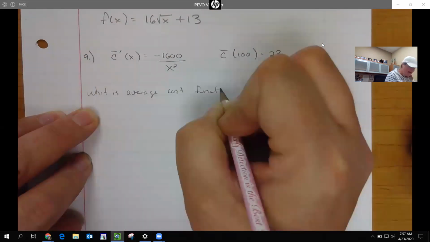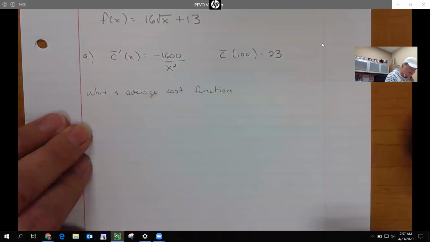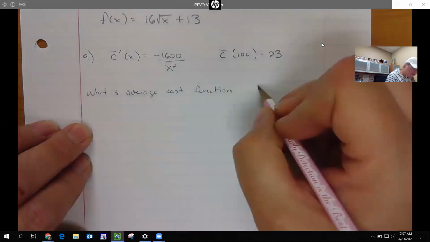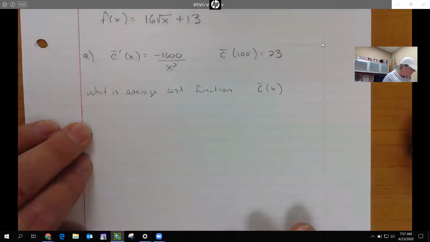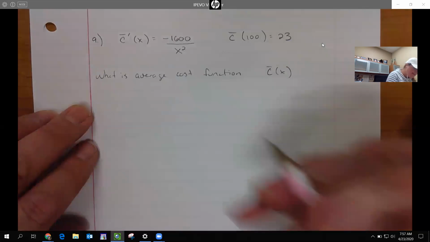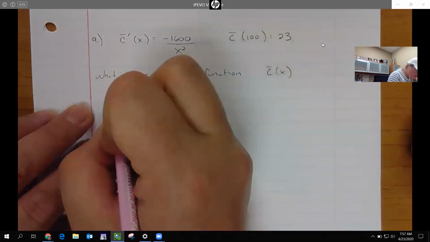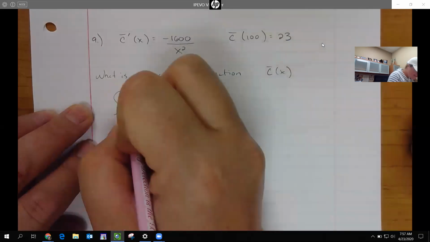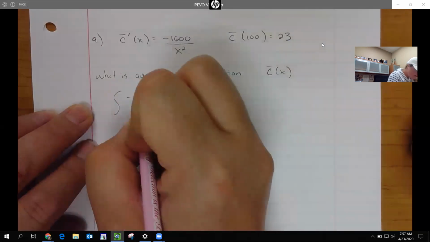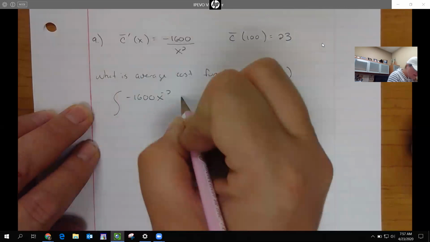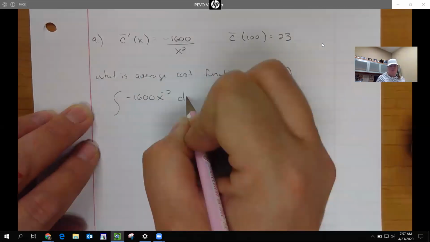All right, so right now we have the derivative of it. So we want to find the average cost function. What we're going to do is I'm going to write this x squared up. So we know we're doing the integral of the negative 1600, but I want to bring this up like this so that we can see it a little bit prettier.